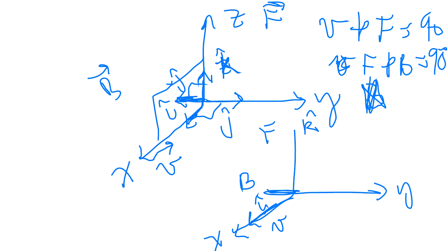Okay? So the angle between V and F, that's this angle here. That's 90. And then F and B, that's this angle, which is 90. I think that's clear, okay? All right, let's move on.